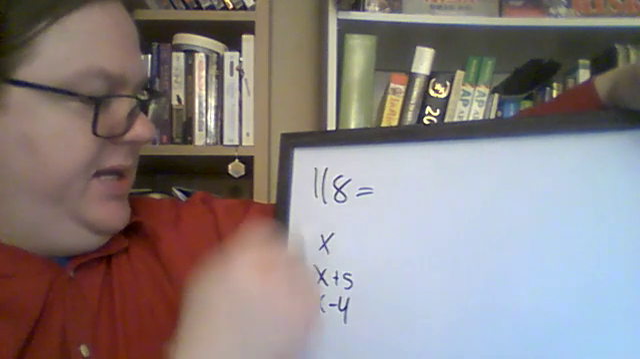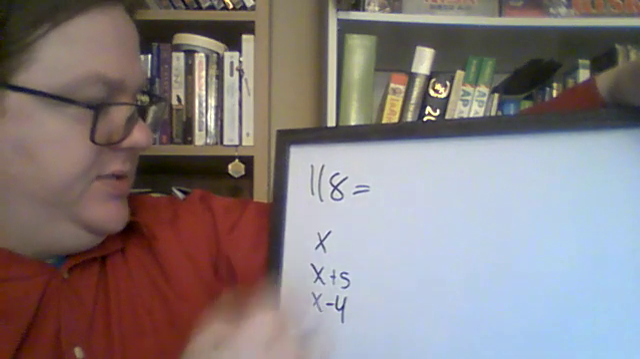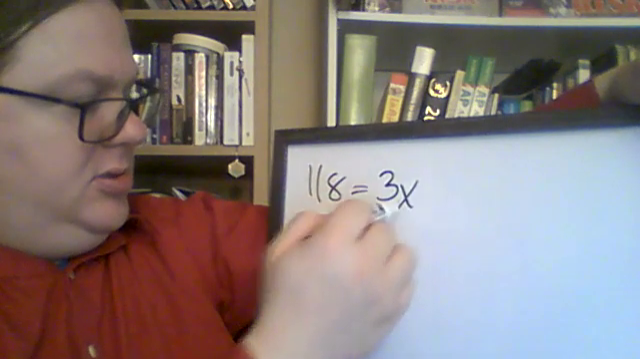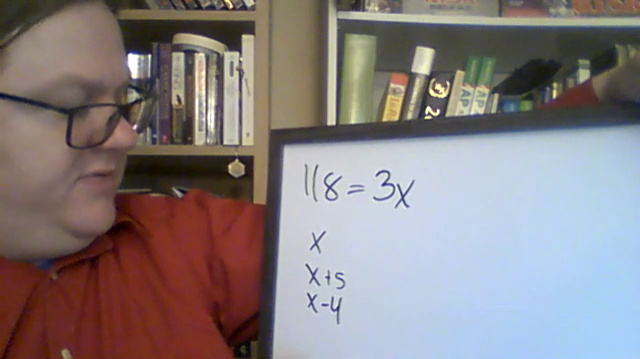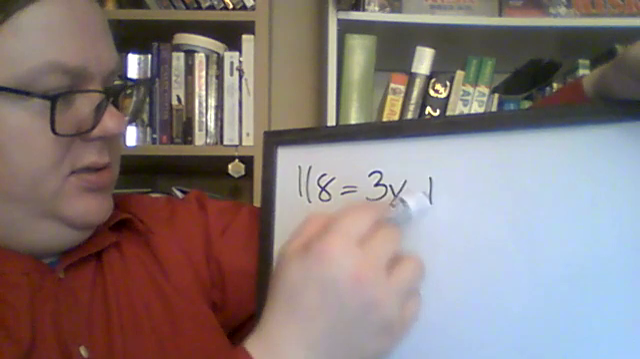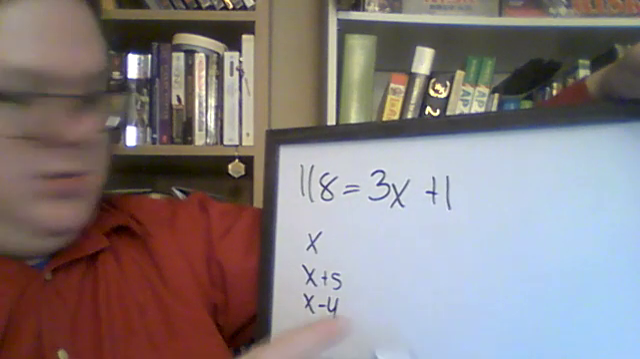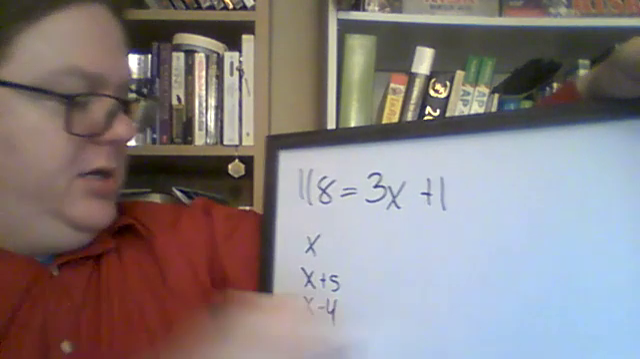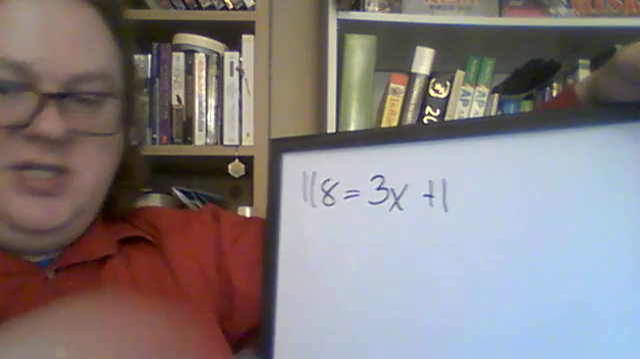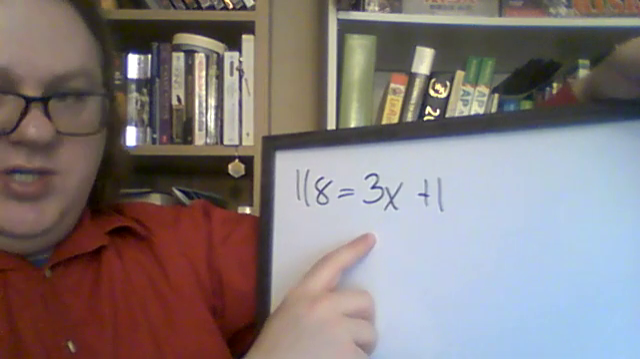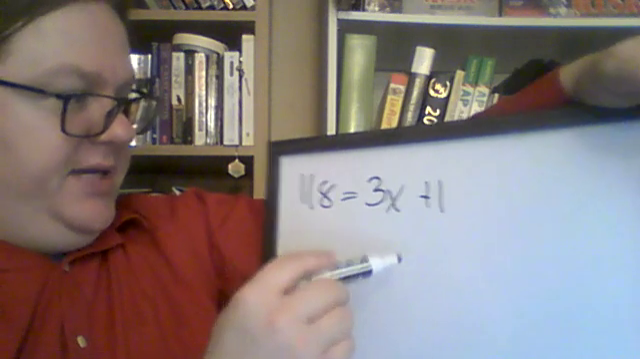Which means we got to combine like terms. So that's 3x plus 5 minus 4 gives us a plus 1. Okay, now I'm going to solve this. This should be our operative equation. Let's see if it works out.